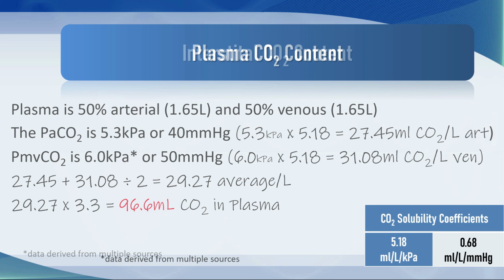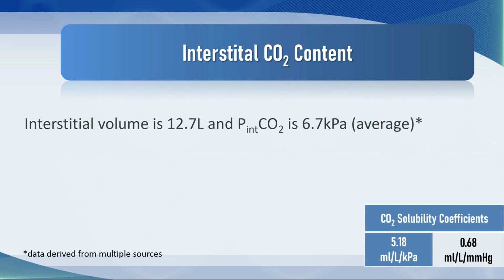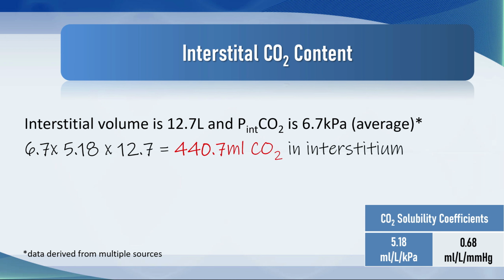That means we must calculate the interstitial CO2 content using the same calculations. We know the interstitial volume is 12.7, and the interstitial partial pressure of CO2 on average is 6.7 kilopascals. The calculation is 6.7 times 5.18 times 12.7, and that means that there are 440.7 mils of carbon dioxide in the interstitium. Have a go at calculating out these numbers using millimeters of mercury.